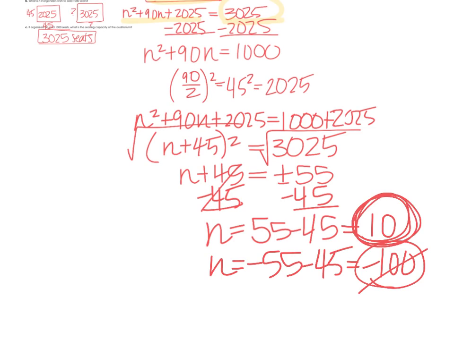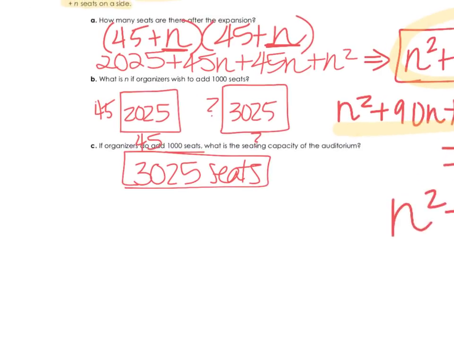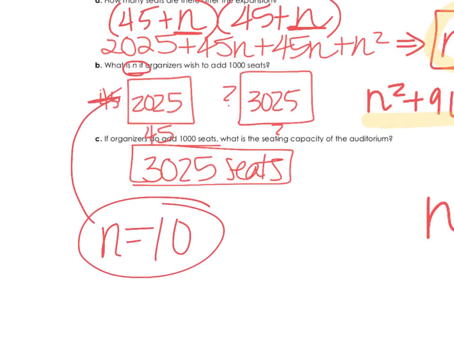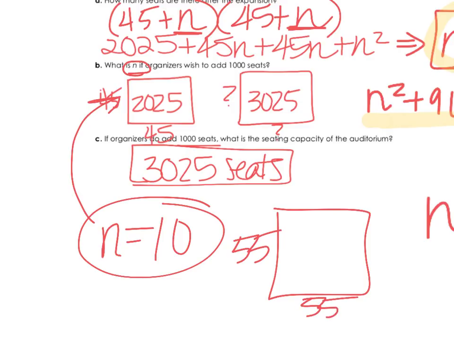So if we go back to part B, what is n if organizers want to add 1,000 seats? Well, n is going to be 10. All right, that's our answer to part B. And if we think about this logically, if we had 55 rows, because we're adding 10 to 45, and 55 columns, 55 times 55 is going to give us 3,025, and that's 1,000 more than the 2,025 that we started with.